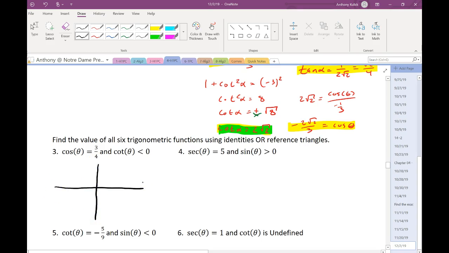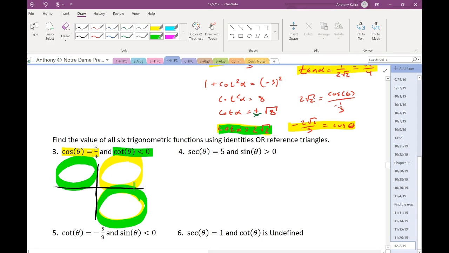All right. First thing I'm going to do is try to figure out what quadrant to draw my triangle in. We know that cosine is positive. What quadrant is cosine positive in? Where the x is positive, so the first and fourth quadrants. Then I'm going to worry about where cotangent is negative. Cotangent is negative where the signs on x and y are different. So that's the second and fourth quadrants.